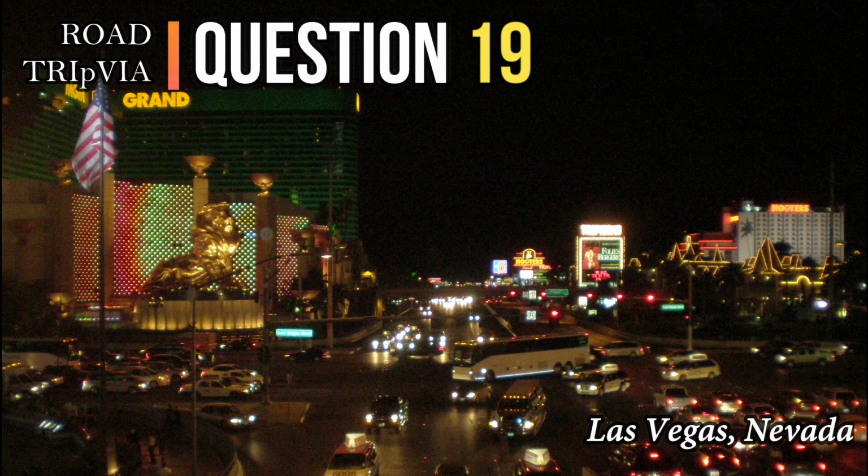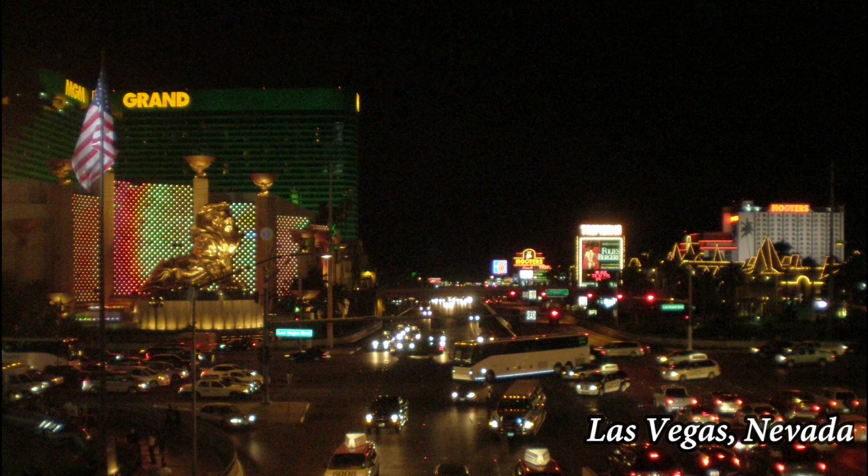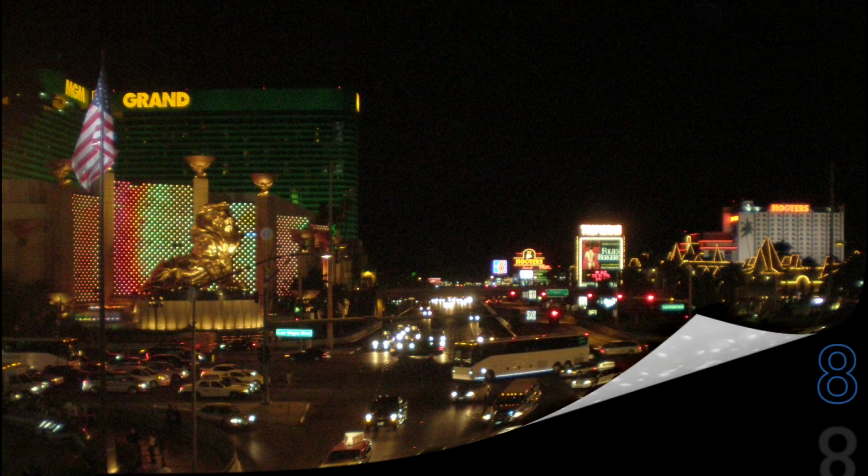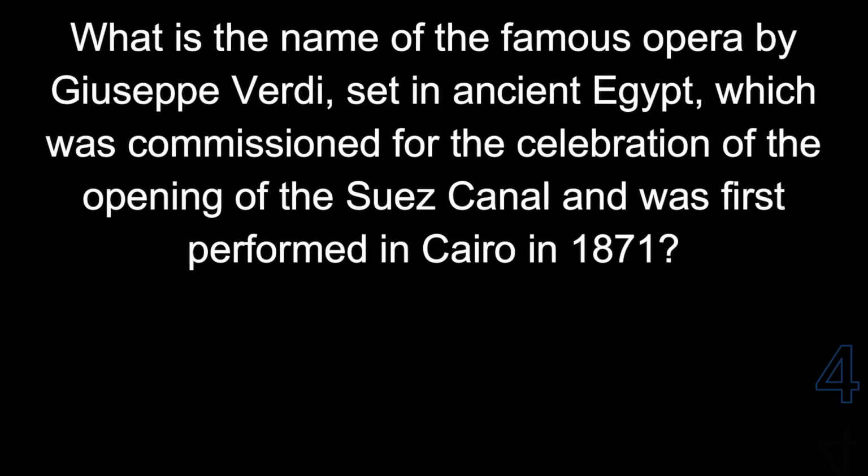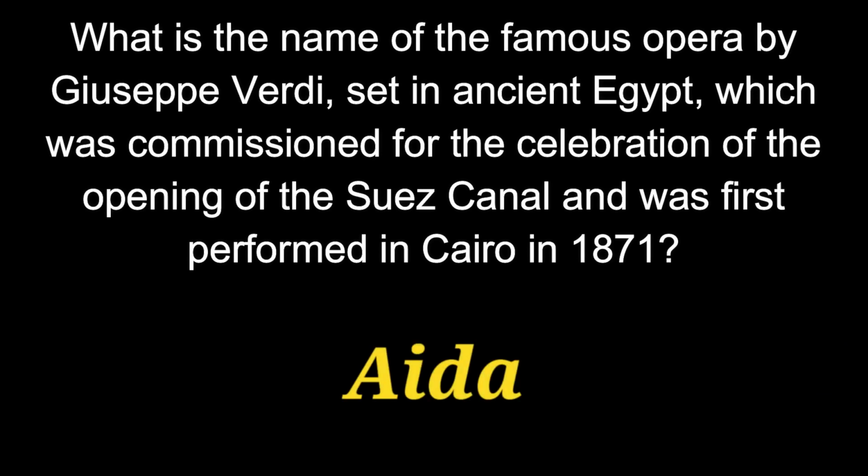Question 19. What is the name of the famous opera by Giuseppe Verdi, set in ancient Egypt, which was commissioned for the celebration of the opening of the Suez Canal and was first performed in Cairo in 1871? The answer is Aida.